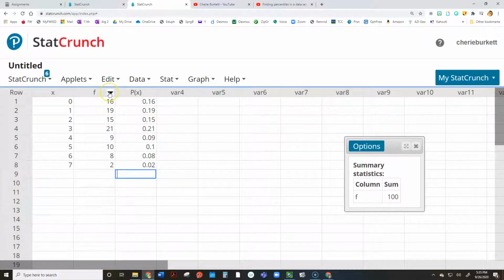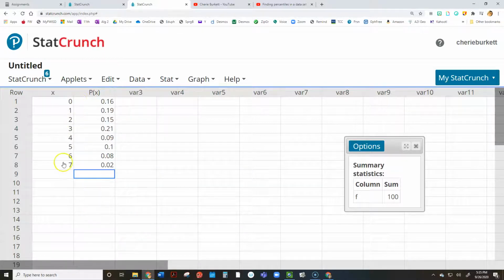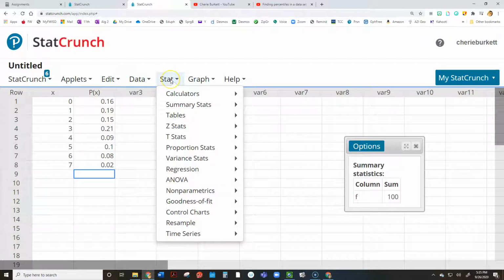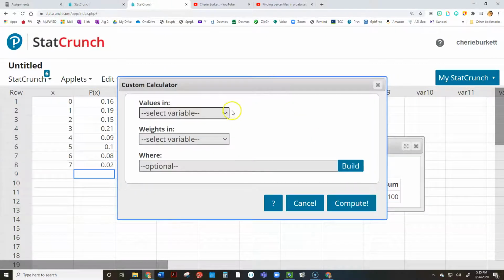So we don't even need the frequency column anymore. I don't know. We can delete it, maybe. Let's just delete it. We don't need it. So these are the two that we need now. We've got the x value, the outcome, and we've got the probability distribution. And now we go to calculators, and we go over to custom calculator, and we pick the values are in x, the weights are in p of x, and I think we just compute.